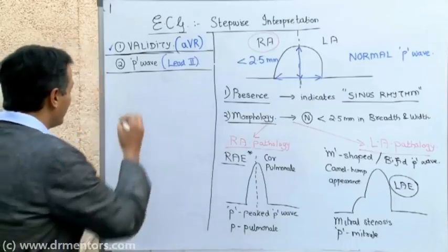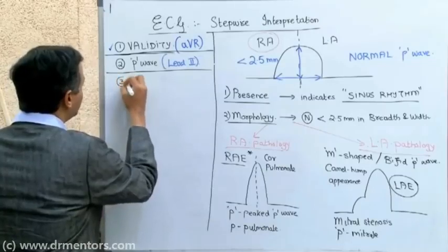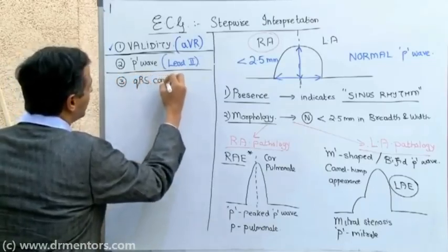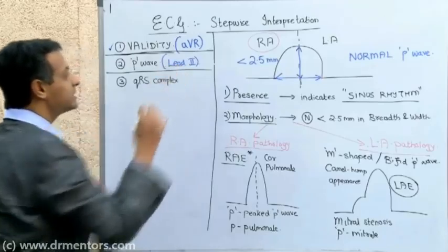After the P wave, we come to number 3, that is the QRS complex. You will look out for the QRS complex.